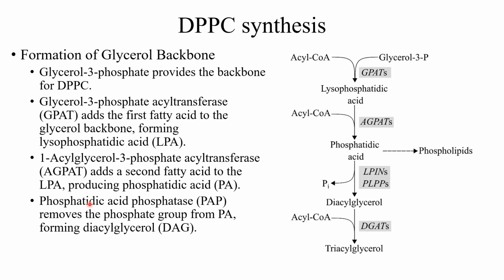Let's look a bit more in detail at the biosynthetic process of surfactant. The first step is the formation of glycerol 3-phosphate, which forms the backbone of the glycerophospholipid dipalmitoyl phosphatidylcholine. So where does glycerol 3-phosphate come from? Glycerol 3-phosphate comes from glycolysis. If you remember, we talked about glycolysis. This is where we get glycerol 3-phosphate, and it provides the backbone for surfactant.